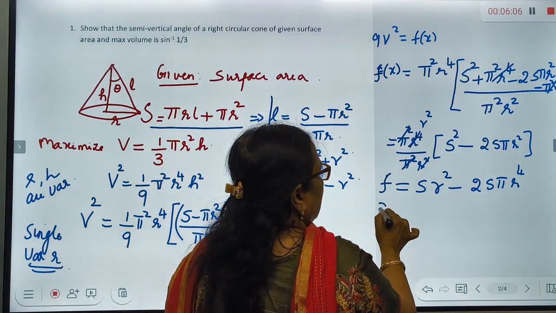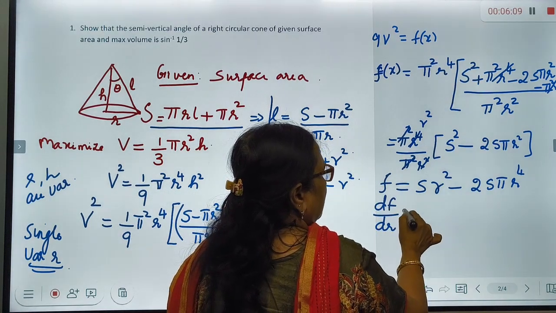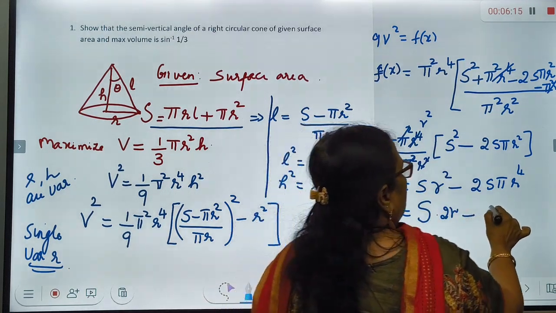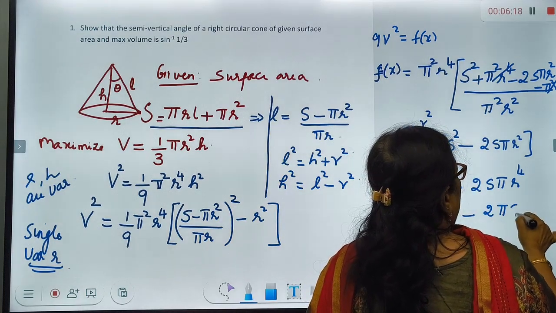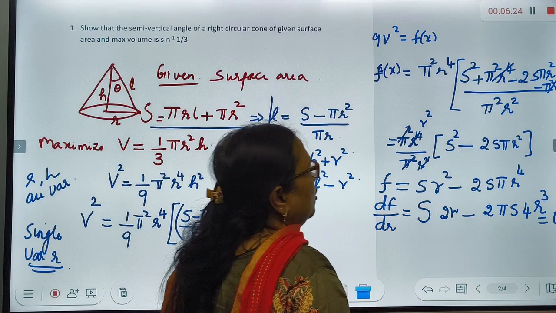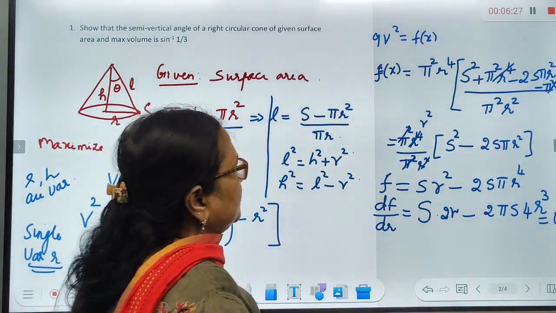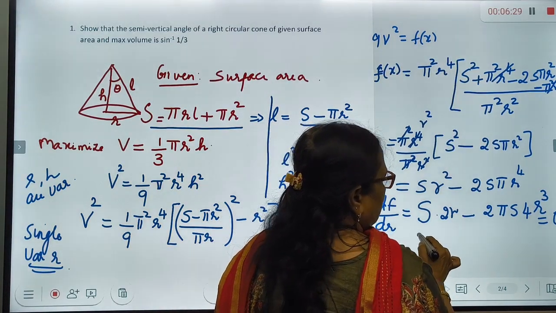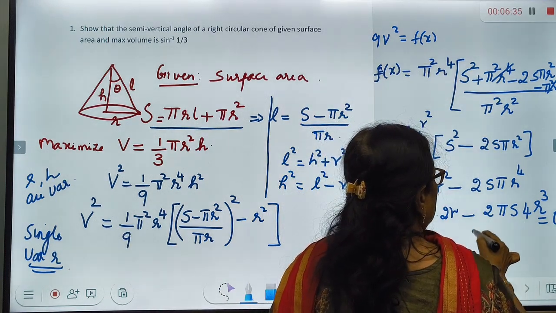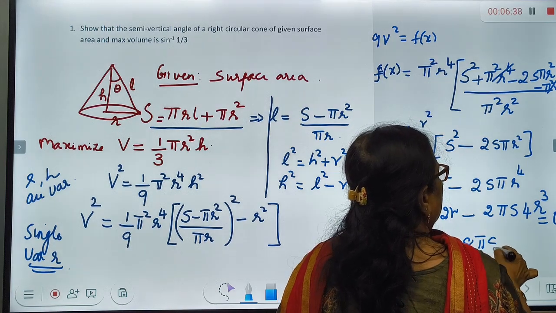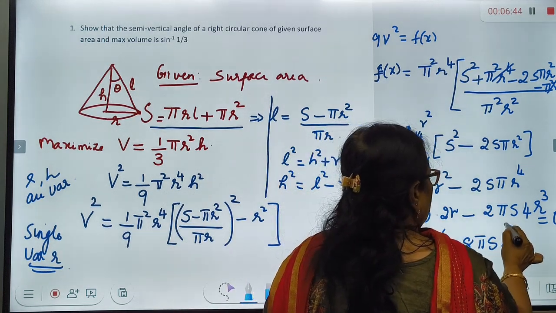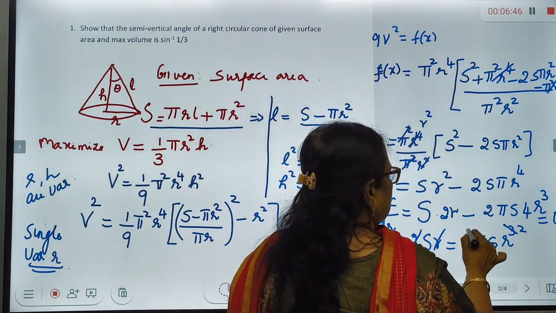This is your f. Now df by dr will be equal to s square into 2r minus 2s pi, which is a constant, times the derivative of r power 4, which is 4r cube. Equate it to 0 to find the critical point. So 2sr will give you 4 into 2, 8 pi s r cube. So cancel off 1 r, this becomes r square. Cancel off 1 2, this becomes 4.